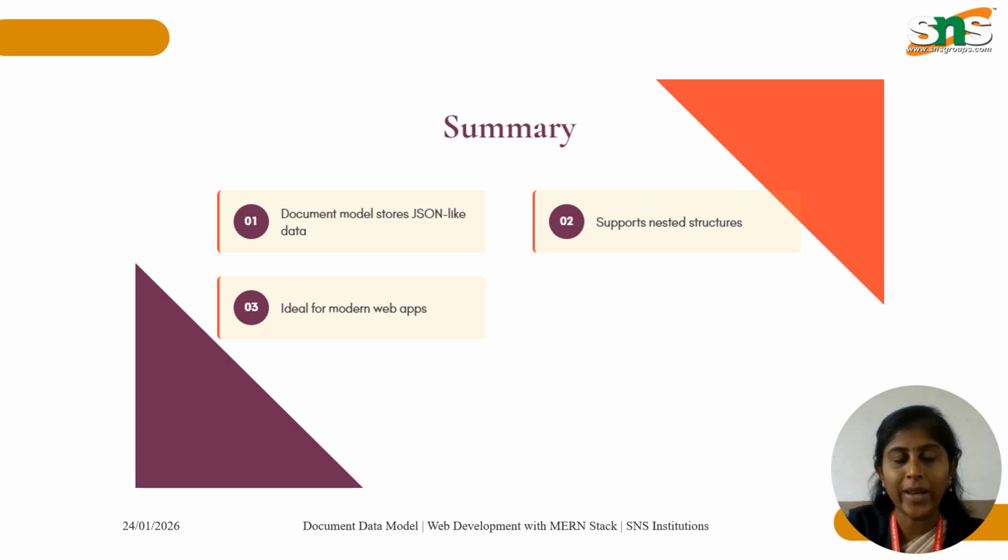Now let's quickly summarize today's lesson. We learned that MongoDB stores information as documents instead of tables. We discussed the structure of documents, collections and field-value pairs. We explored important features such as flexible schema, nested documents, arrays and embedded data. Finally, we saw how the document data model is applied in real-world applications like Uber. The key takeaway here is that the document data model provides flexibility, better performance and a more natural way to represent real-world data.